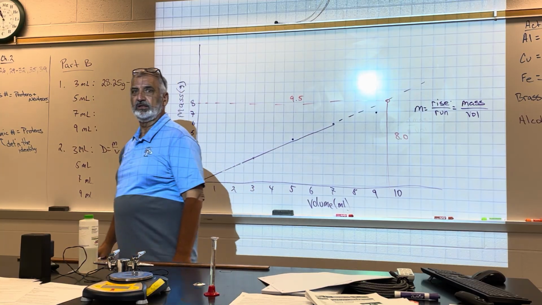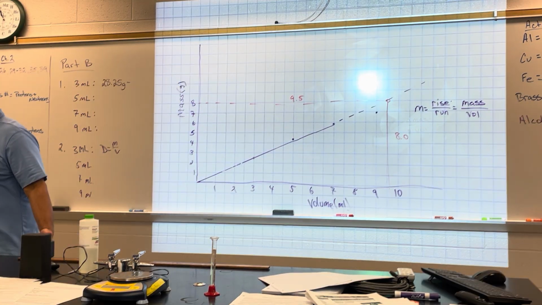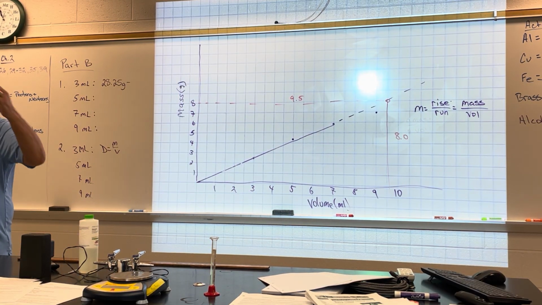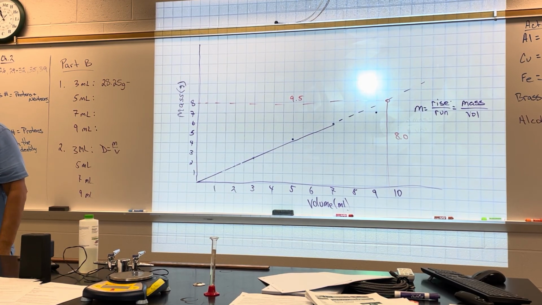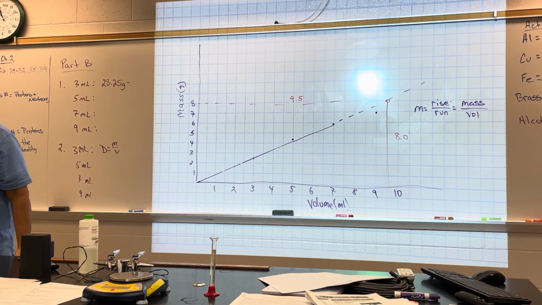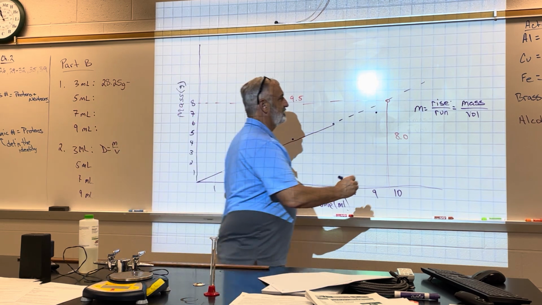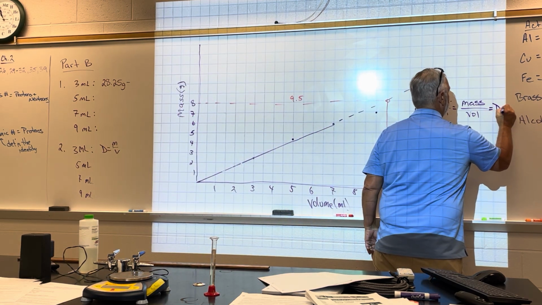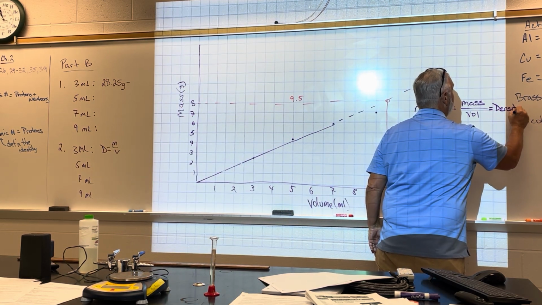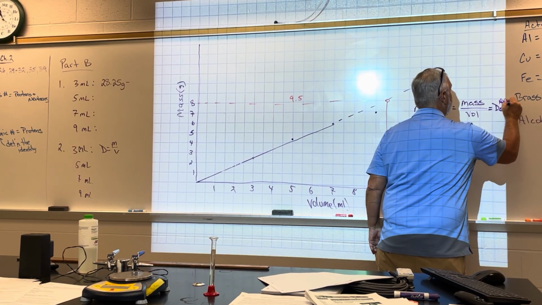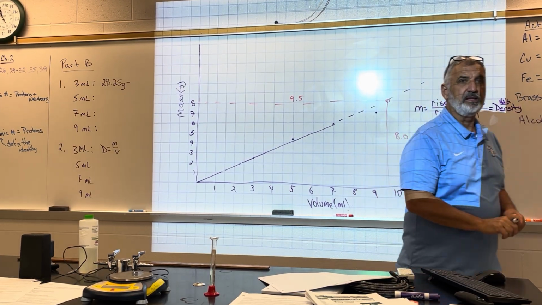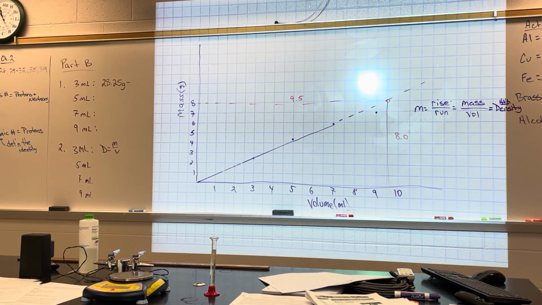What is mass over volume equal to? Mind blown right here. What's your slope going to be the same as? Your density. And it's probably closest, hopefully, to your average density. All right, now you can go ahead and try and do all that.